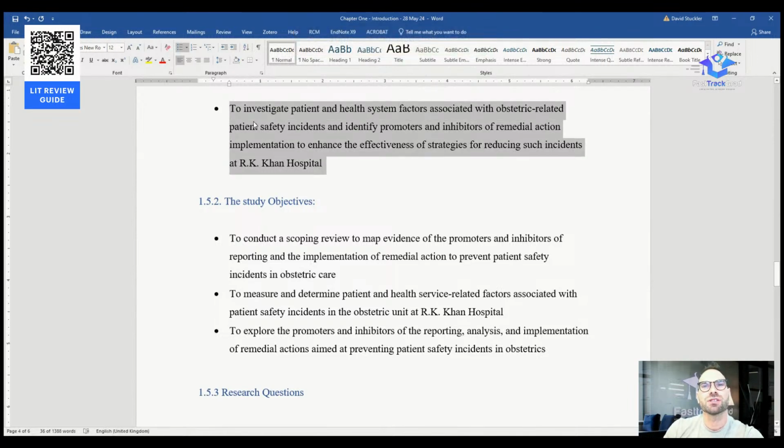I think this works. You need to justify why this hospital. Why is this a good case study? What can this tell us about the rest of the world? I'm assuming this is South Africa. We don't know where this is, but you need some justification. That needs to come earlier.